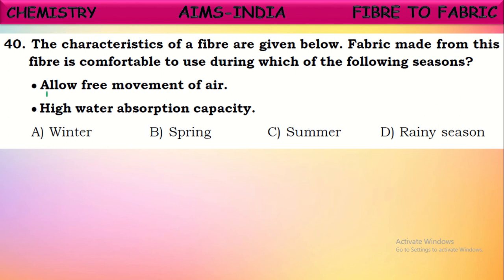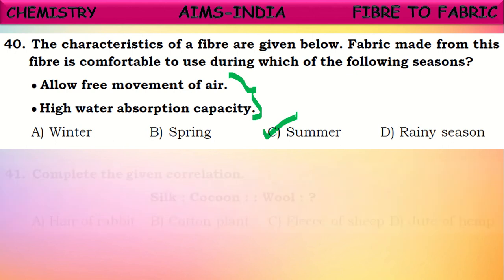So what are the properties mentioned here? It allows free movement of air and high water absorption capacity. So if these two characters are there, that fiber can be comfortably used in summer season, isn't it? So in the summer season, if you wear a fiber which is having these characteristics, that will allow the free movement of air, so we feel comfort in the summer, and even it absorbs more sweat also, so that we can feel more comfort. Generally, the fibers like cotton, they exhibit these characteristics. Okay, these are preferred to wear in summer season.